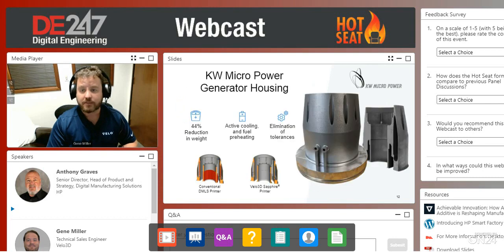Our partner KW Micropower, along with N-Topology, helped us print this one. This was a housing for a generator where we did some cooling of the generator and preheating of the fuel to really help increase the efficiency of the part. And another one where you would have to add a lot of support material on a conventional AM powder bed fusion system.